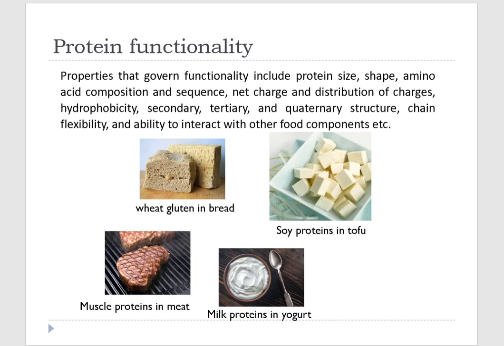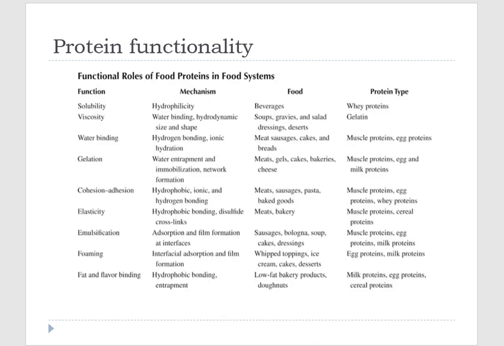Properties that govern functionality include protein size, shape, amino acid composition, and sequence. Also, net charge and distribution of these charges. Hydrophobicity is important. Also, the levels of protein structures, chain flexibility, and ability to interact with other food components such as lipids and carbohydrates. The functional roles of various proteins in different food products are listed in this table.